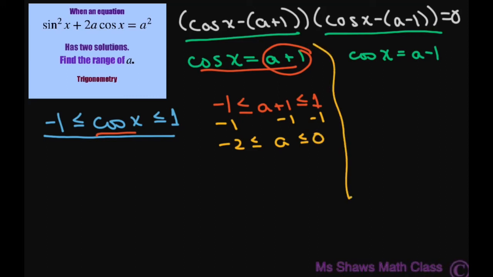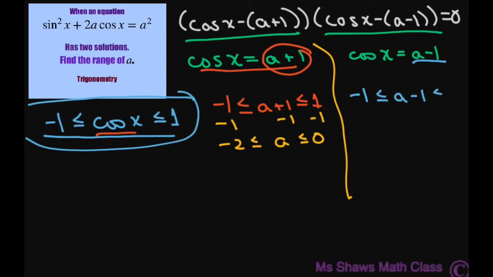All right, for this one, same thing. We're going to substitute in a minus 1. So you have negative 1 is less than or equal to a minus 1, which is less than or equal to 1. And for this one, we're going to add 1 to each term. So this gives me 0 is less than or equal to a, which is less than or equal to 2.